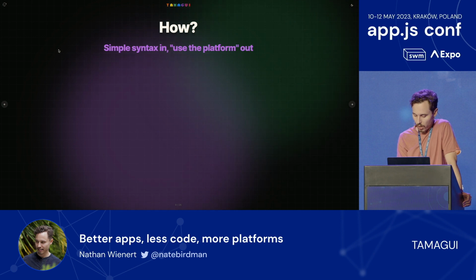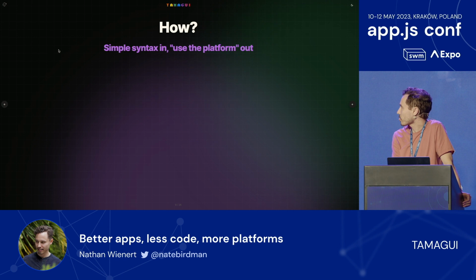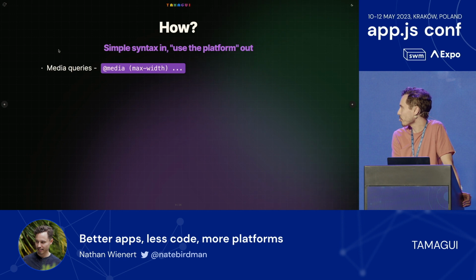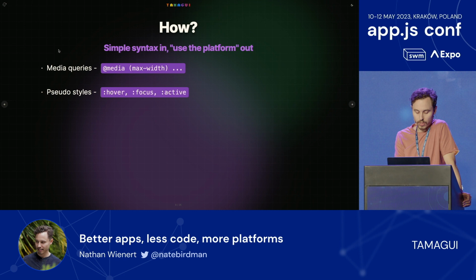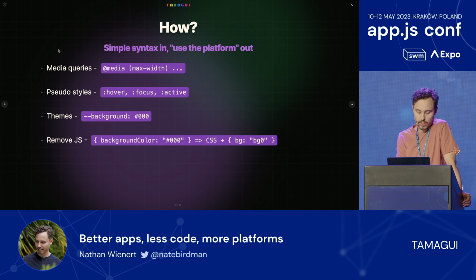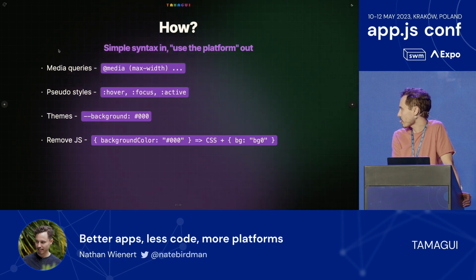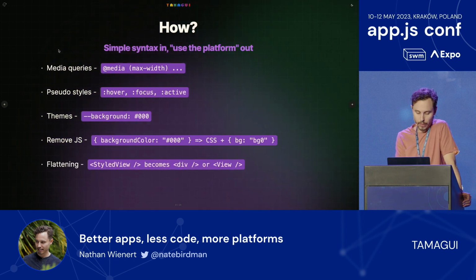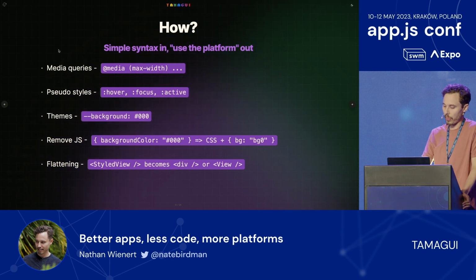How does it do that? Well, most of the optimizations are actually on the web because the web has a lot of features that run a lot faster than JavaScript, and namely that's CSS. So media queries are media queries. Interactive styles can be generated in CSS. Themes can be generated as CSS variables. And then also just in general, the more JavaScript that you can remove and replace with CSS, the faster it's going to feel. And then I think this is the underappreciated one, of course, which is flattening.